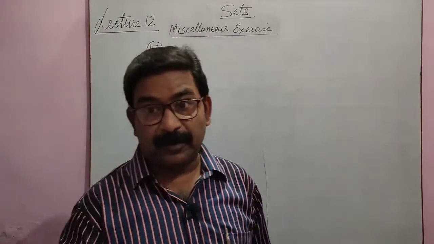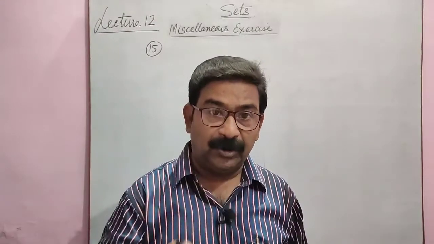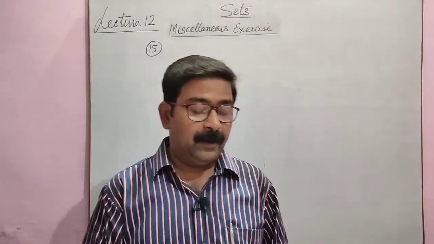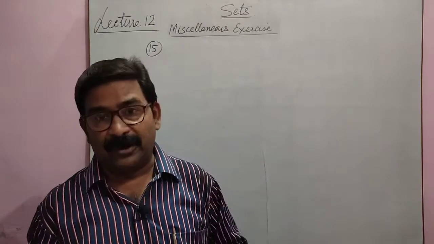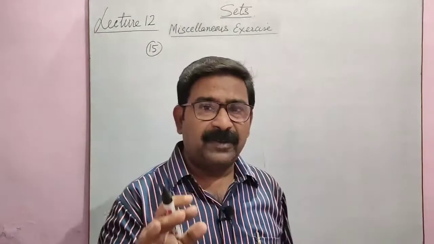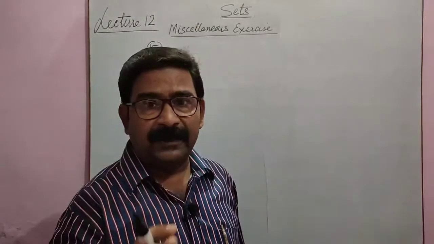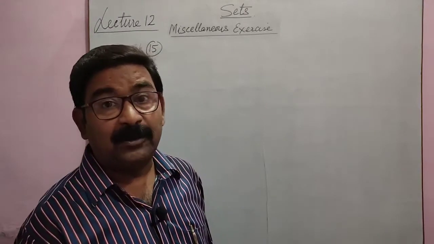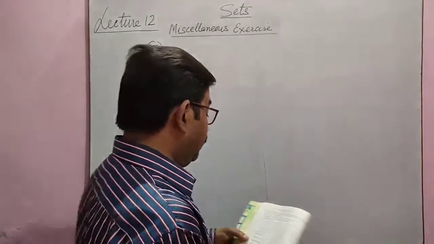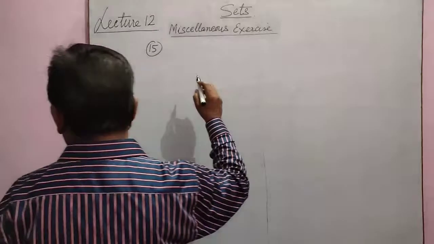Then find the number of people who read at least one of the newspapers. At least one of the newspapers means we have to find the union. And the number of people who read exactly one newspaper. So the best way is to write all the information, and after that try to draw the Venn diagram. I am writing the information.